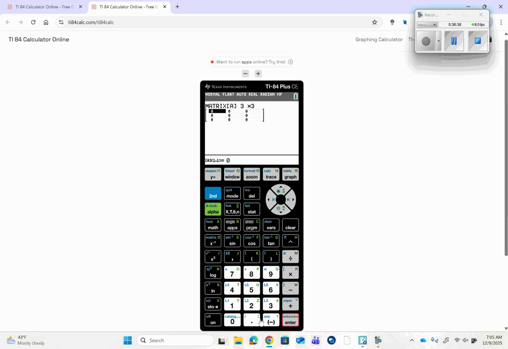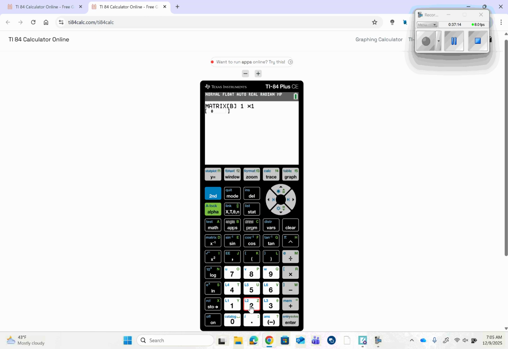And so this is going to give me -1, -2, 5, 1, 0, -1, -2, -3, and 1. Once you have that in, hit second quit, go into your matrix again, second matrix. We're going to edit the second one now.